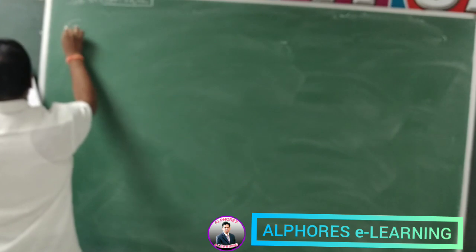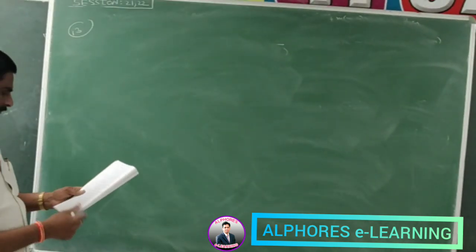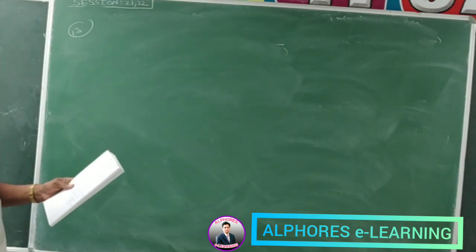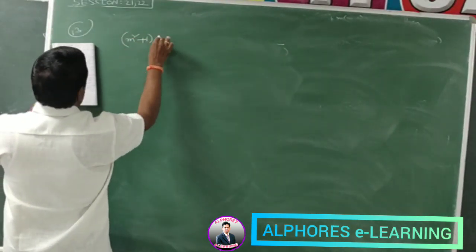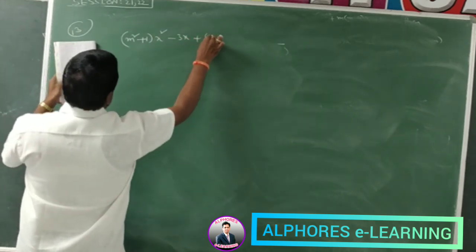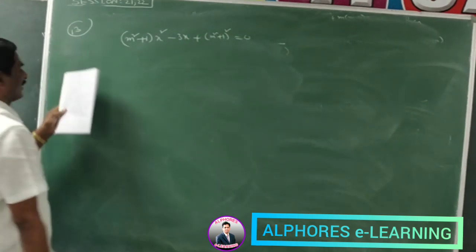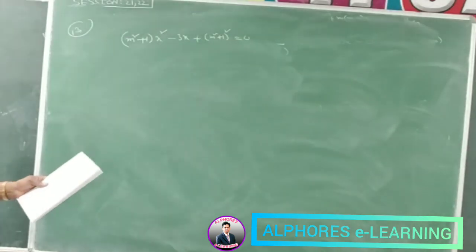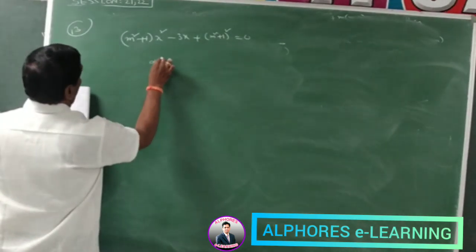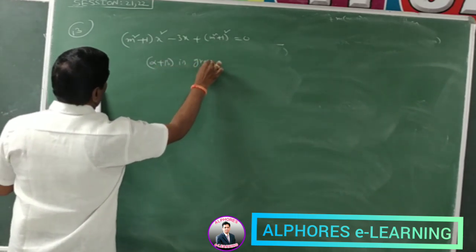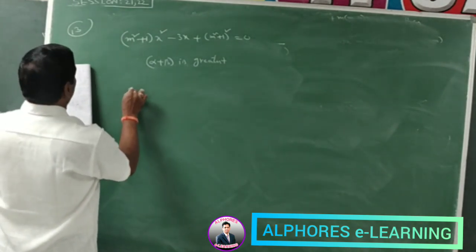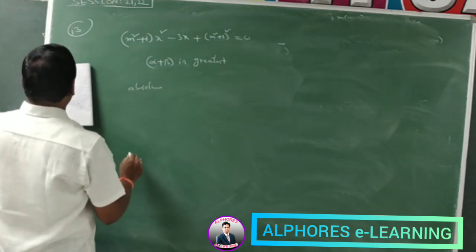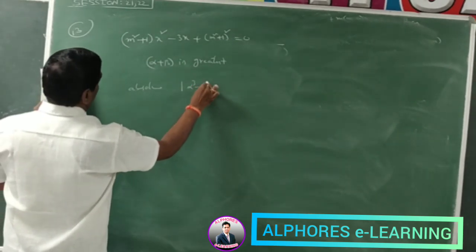Thirteenth. If m is chosen in the quadratic equation (m square plus 1) x square minus 3x plus (m square plus 1) whole square is equal to 0, such that the sum of its roots is greatest, then the absolute difference of the cubes of its roots, that means mod alpha cube minus beta cube, is equal to how much?